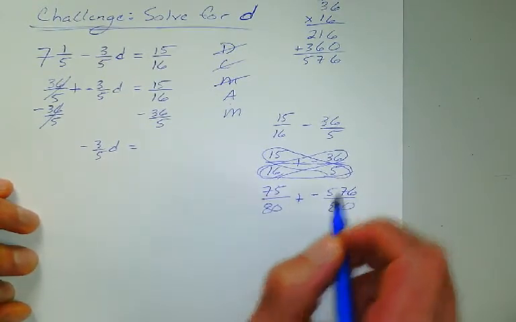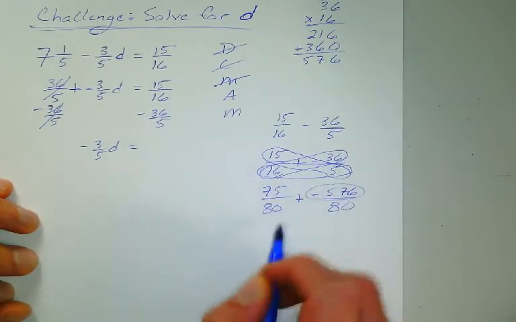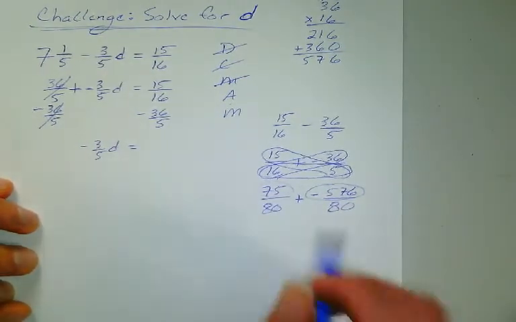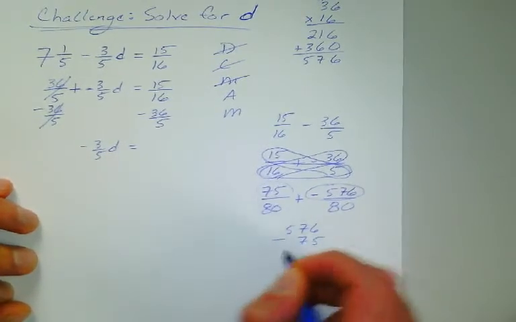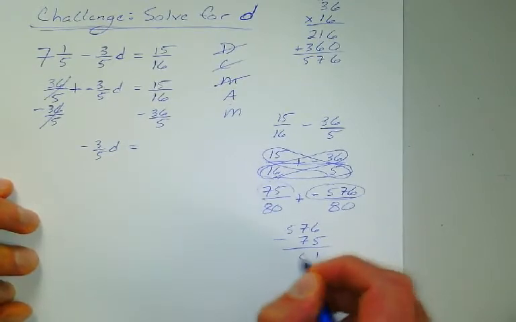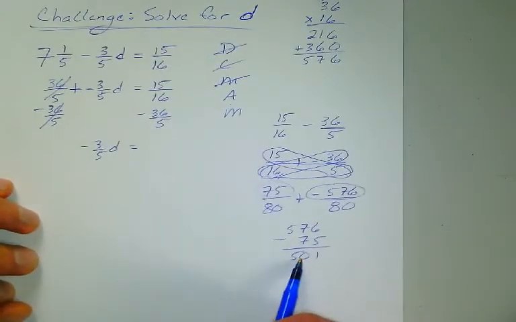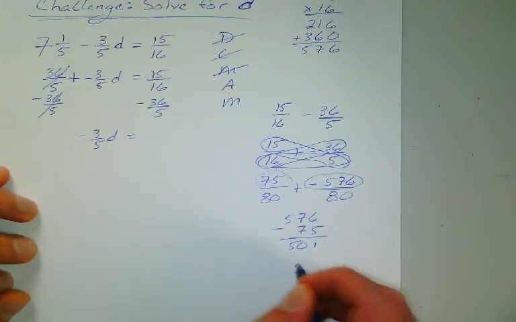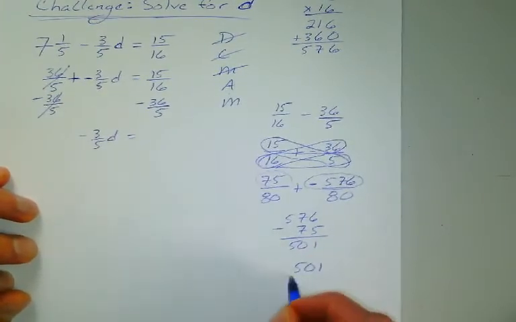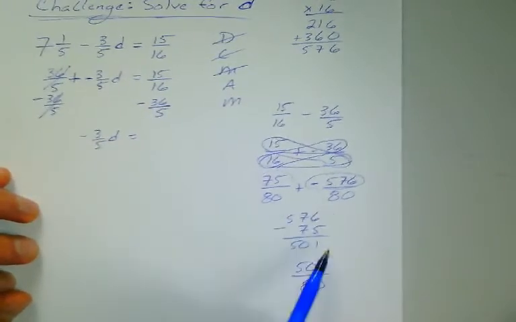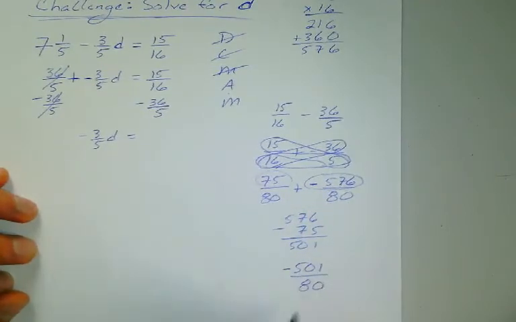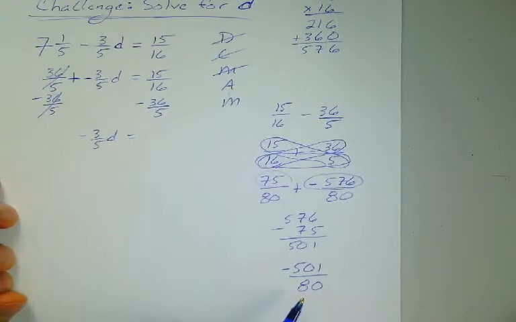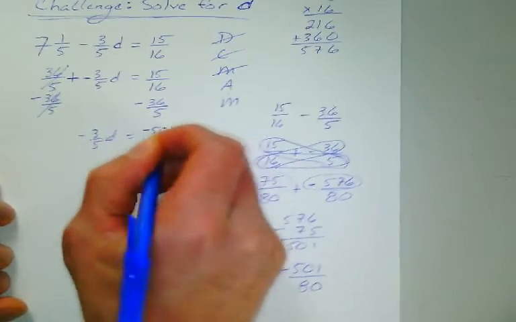Now we're going to subtract the absolute values of 576 and 75. So we've got to do 576 minus 75. That gives us 501. So 501 is going to be our numerator. We keep our denominator the same, which is 80. And like I said before, we keep the sign of the larger absolute value, which is a negative. So we get negative 501 over 80. Oh my gosh, that was a lot of work for a pretty simple calculation. So we've got negative 501 all over 80.